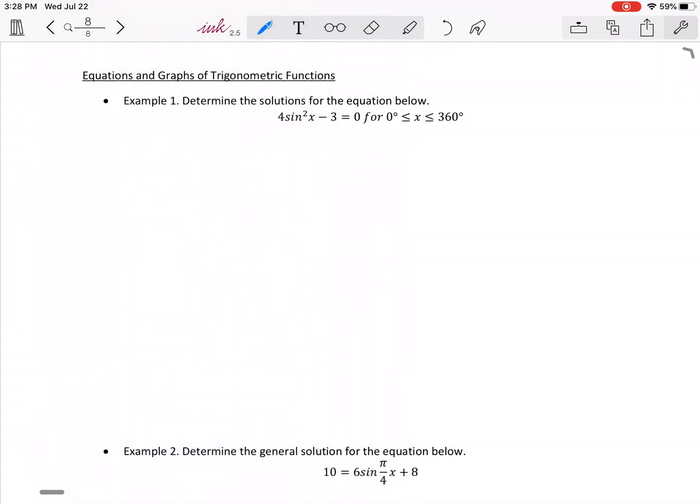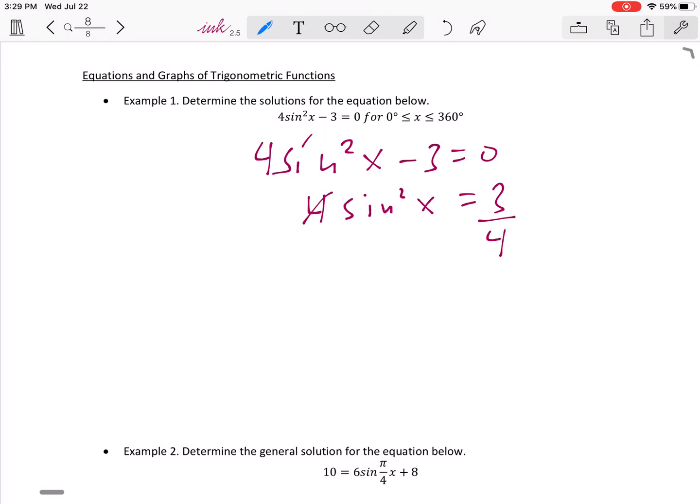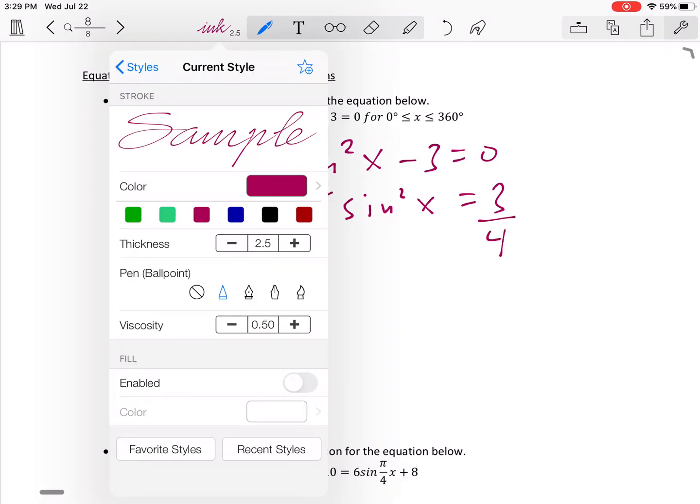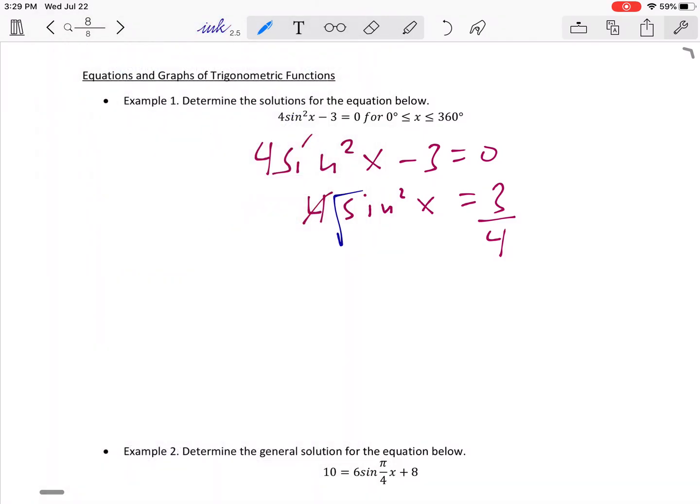Okay, so let's start with the first one here. You've got 4 sine squared x minus 3 equal to 0. The first thing you can do is move the 3 over, and then you can divide both sides by 4. Then to get the answer here, we want to take the square root of both sides. That's going to give us sine x is equal to plus or minus root 3 over 2.